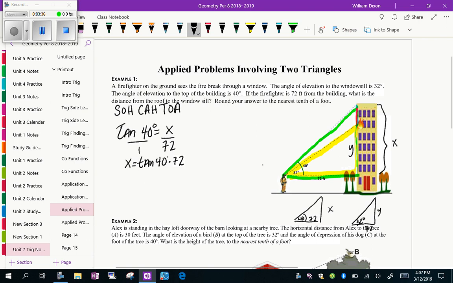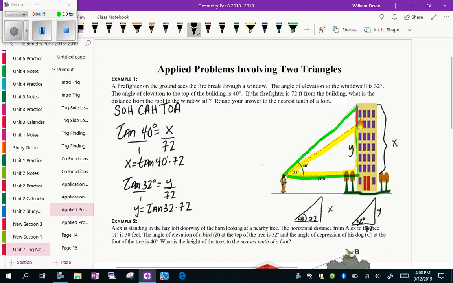Let's set up our ratio for the other triangle, 32 degrees. So that again is going to be tangent. So I'm going to have the tangent of 32 degrees. Then my side opposite is Y over my side adjacent, which is 72. Now I'm going to cross multiply. That's going to be Y equals the tangent of 32 degrees times 72.